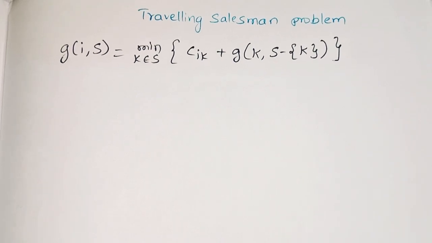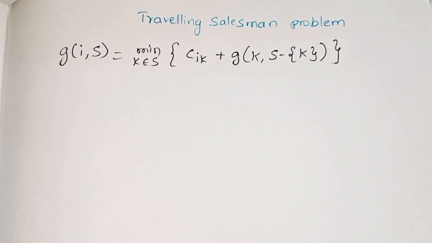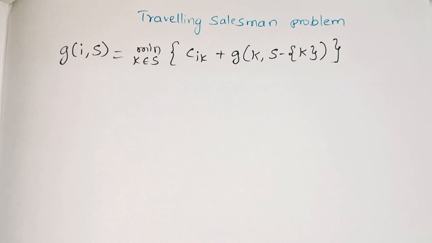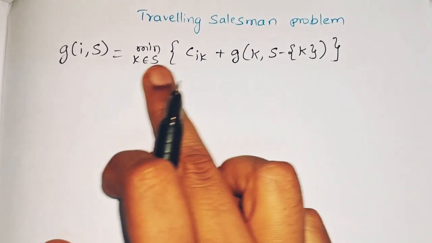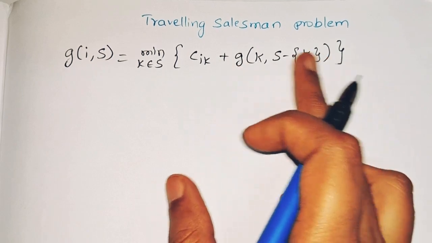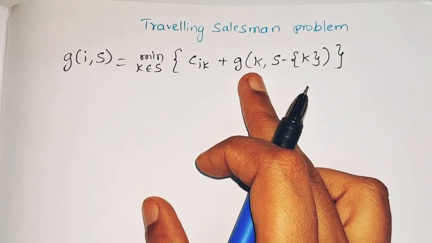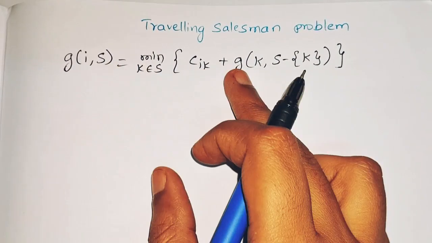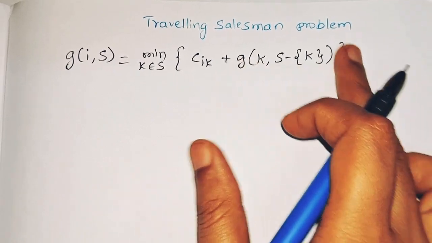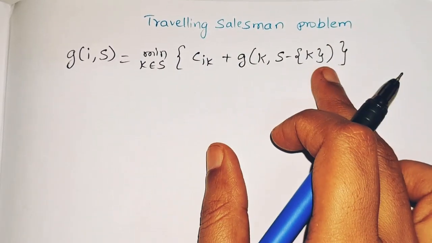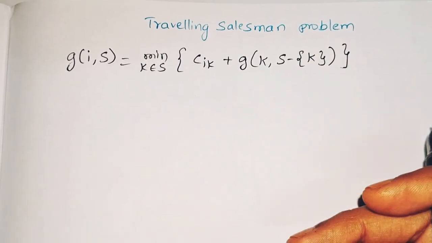So now let us solve a simple problem based on the traveling salesman problem. Before solving this problem using this formula, if you observe, this formula is recursive. Here we solve the minimum of c i k plus g of k comma S minus k. So this is a recursive one, so it will keep repeating.